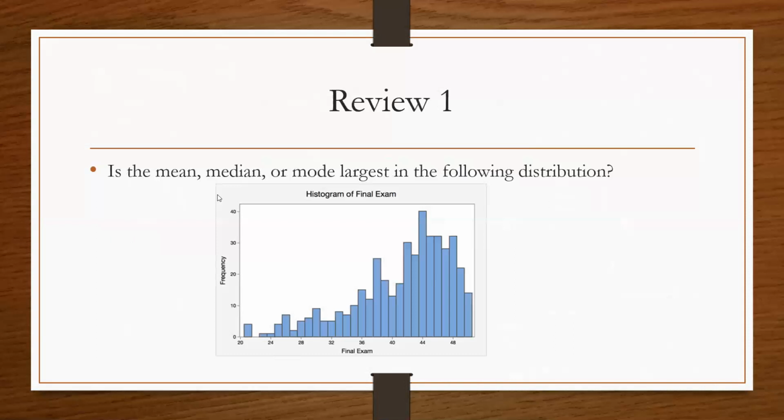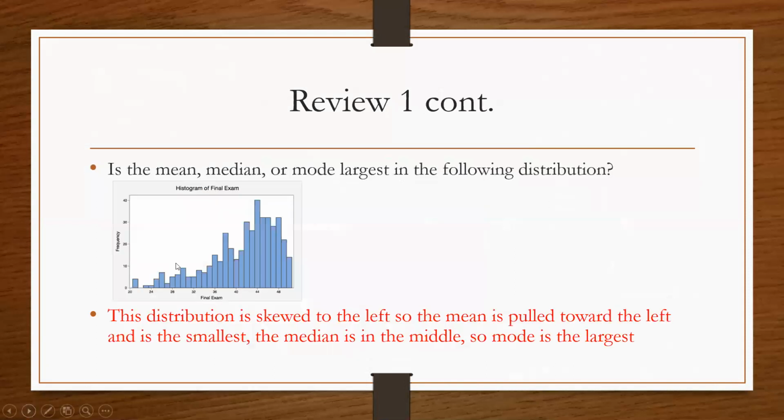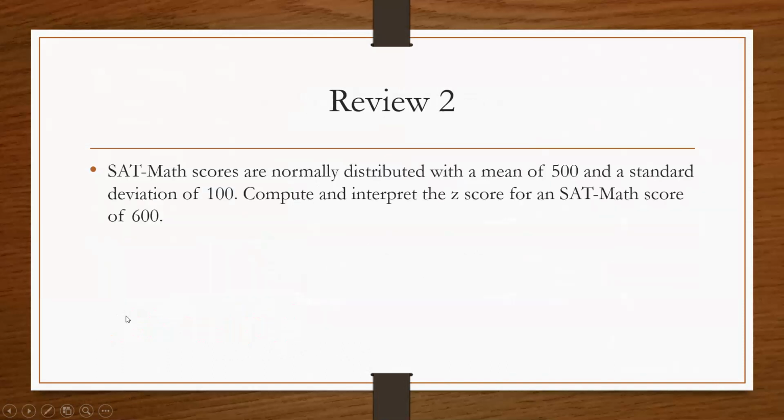All right, so I'll just go on and explain it. Because this graph is left skewed, the tail is way over here, and the main graph starts to pick up over here. So that means the mean is pulled towards the left, so it's the smallest. The median is in the middle of that, also pulled a little over. And the mode is largest because you have all these more frequently occurring values up here. All right, so next question.